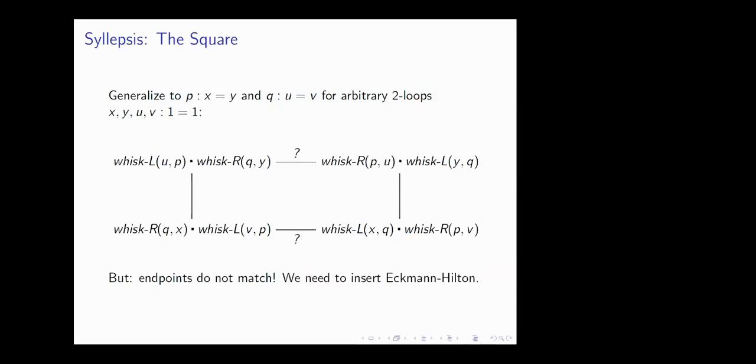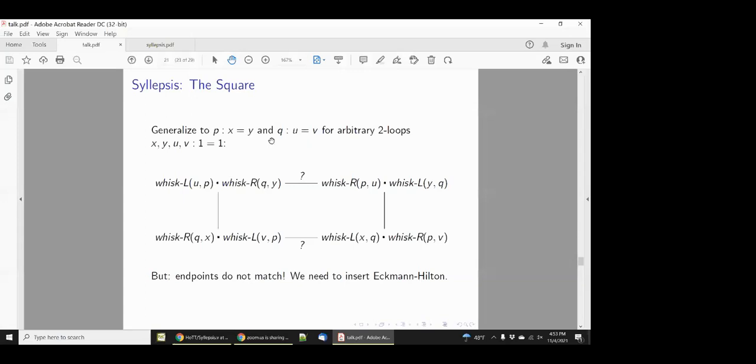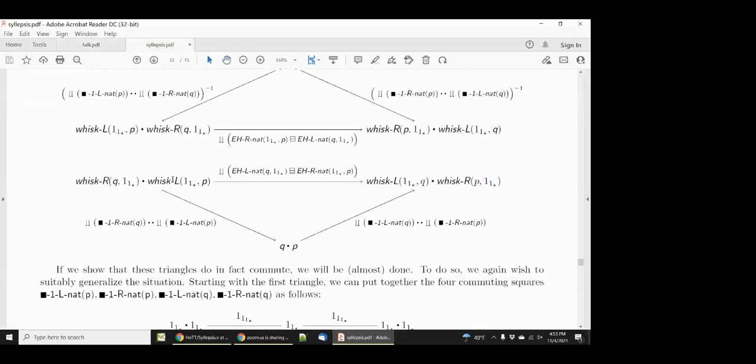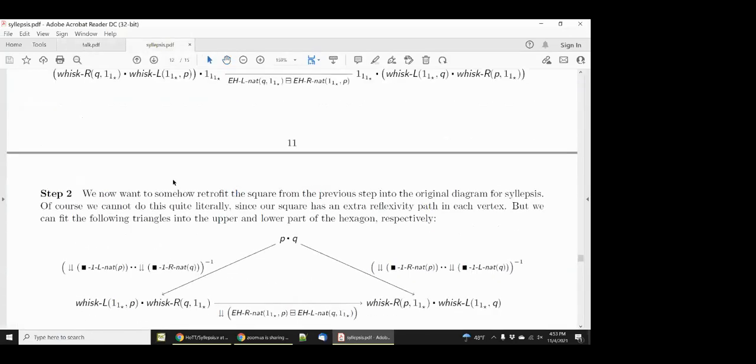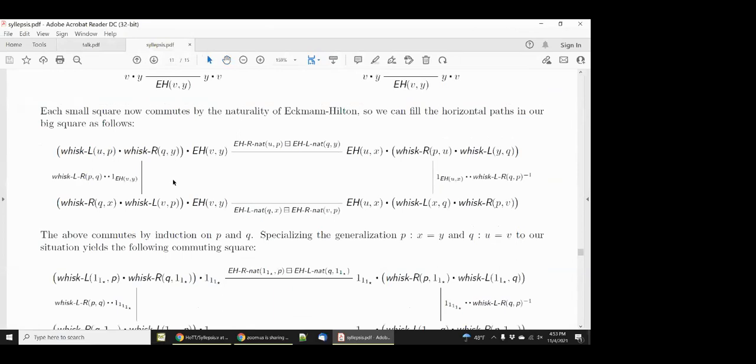So what we need to do is insert an Eckmann-Hilton term there to make sure that we are actually talking about the right order of paths. So now the diagram is going to get really big, so I'm going to switch to a more user-friendly, at least for me, setup.